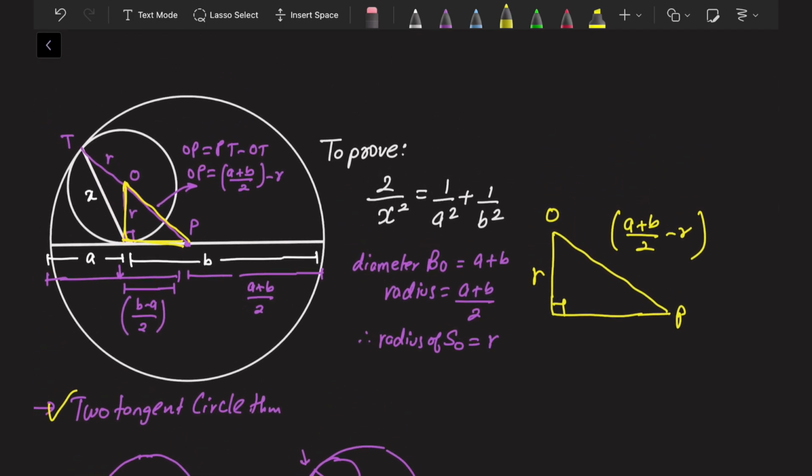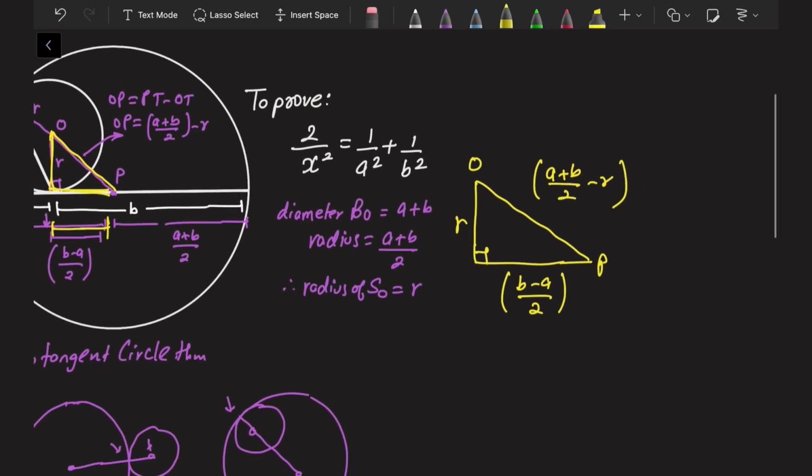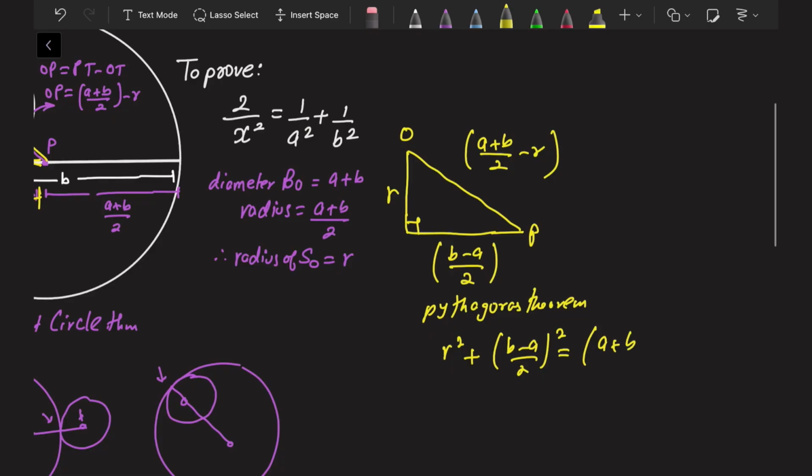Okay, now what about the base? In the starting only I mentioned that this length is equal to (b minus a) upon 2. Now we have a right angle triangle. The first thing that comes to our mind is to use the Pythagoras theorem. So let us use that. The height square, r square, plus the base square, that would be ((b minus a) upon 2) the whole square, will result in the hypotenuse square, that is ((a plus b) upon 2 minus r) the whole square.